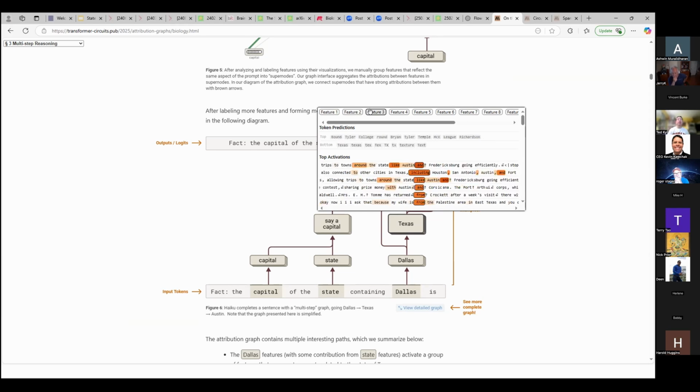If I look at some of these other ones, you'll see, yeah, here's one. Feature three, the top tokens: Round, Tyler, College, Round, Bryan, Tyler, Temple, McKay, League, Richardson. Okay. When you say feature three, those are all places in Texas, though. So then it makes sense that this is all logically Texas related, right? Right. You get Round Rock, Tyler, College Station, Temple.